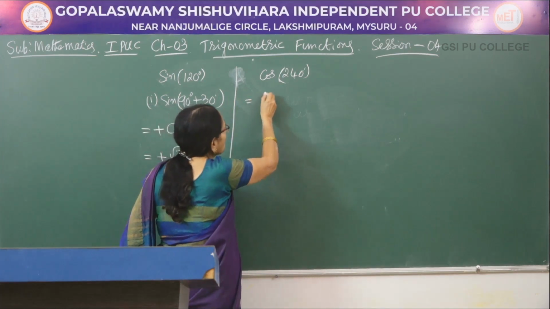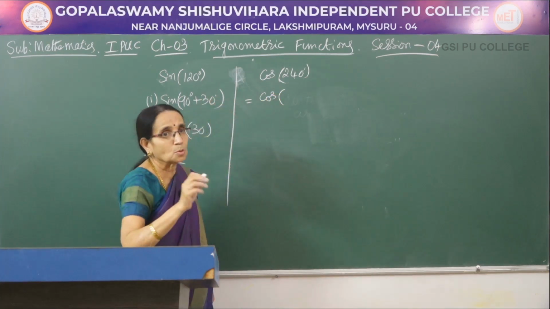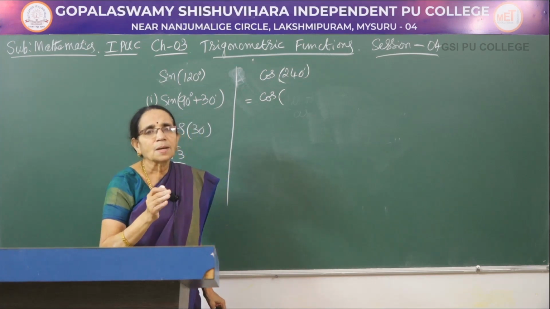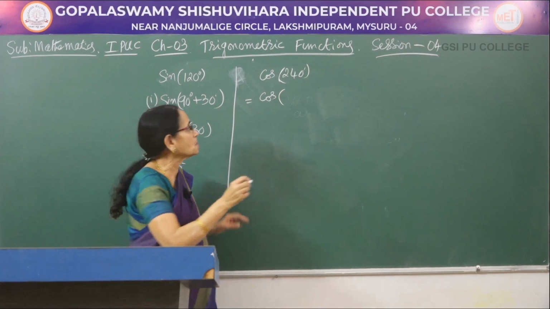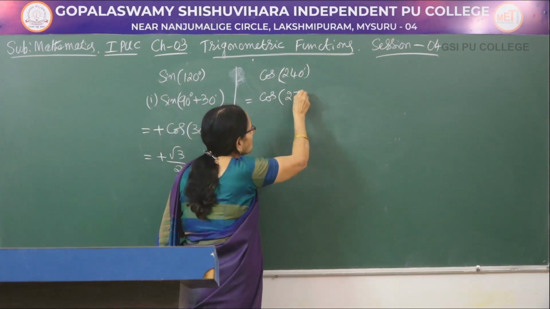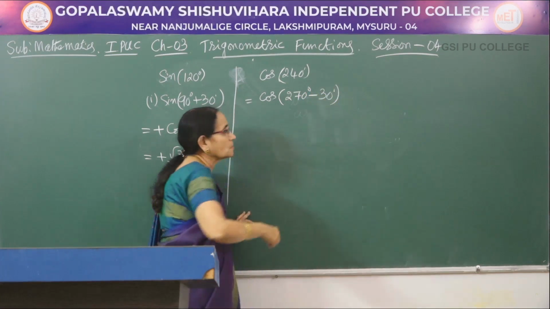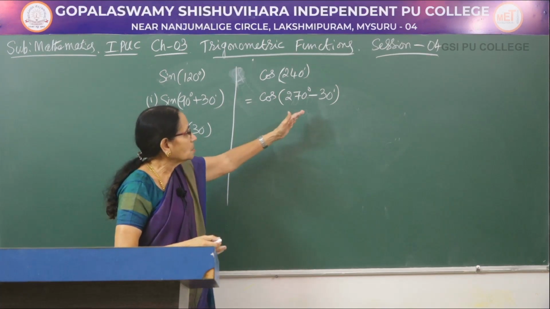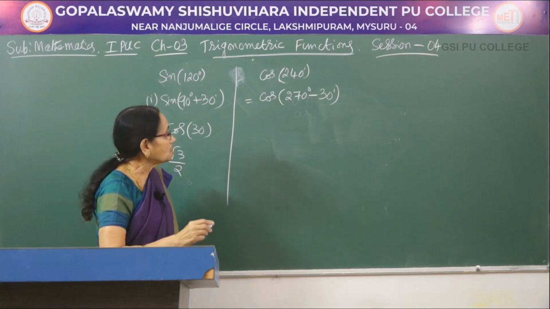Now, here I can write it as, I am using the same first rule here, 240. Which quadrant does it come in? It lies between 180 and 270, that is, in the third quadrant. So, what I do is, I am using 270 minus 30, because 270 is the third part, no? 270 minus 30, isn't it?